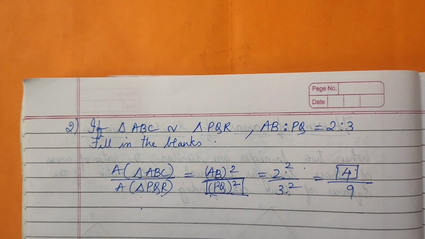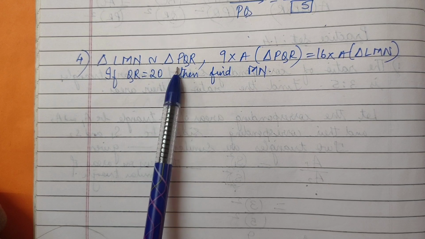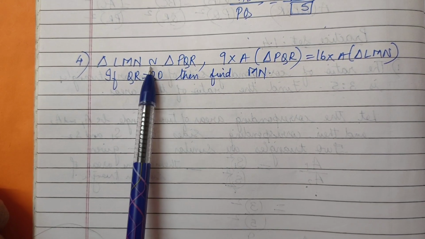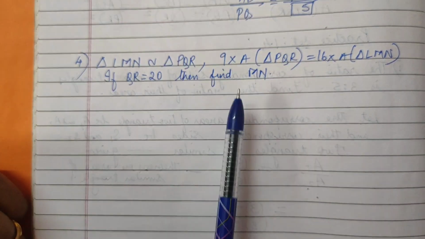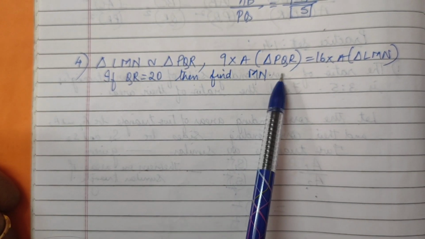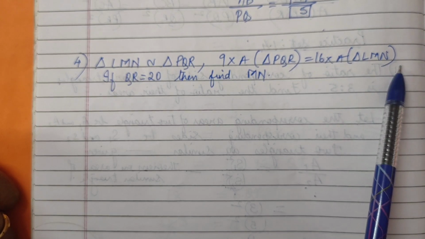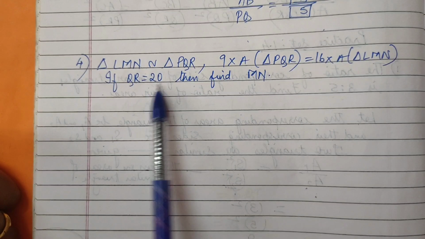So, understood? Fourth question. A triangle LMN is similar to triangle PQR. See, it is given similar, so we can apply the theorem of areas of similar triangles. 9 into area of triangle PQR is equal to 16 into area of triangle LMN. If QR is 20, find MN.